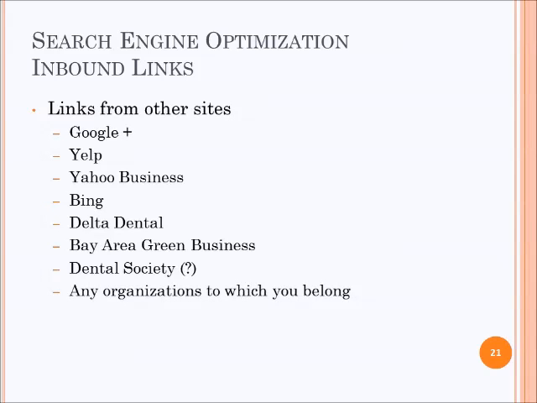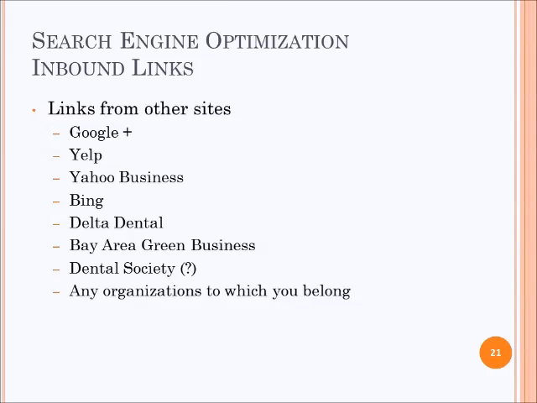Okay, the third thing, we're talking about search engine optimization, are inbound links. What's an inbound link? That's a link that comes from another website, hopefully a website that has a higher page ranking than your website does. For instance, Google+, which is kind of like Yelp, has a very high page ranking with Google, as you might expect. So does Yelp. So does Delta Dental. All these people have high page rankings, and you would like them to link to your site, to have an inbound link to your site.